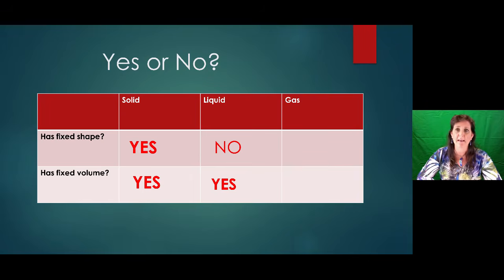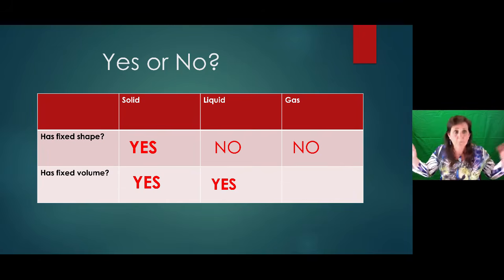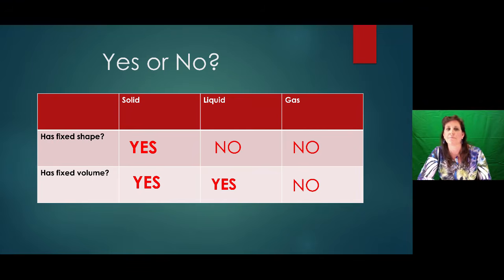What about a gas? Does a gas have a shape? No, it takes the shape of its container, like a balloon or the room. Does a gas have a fixed volume? No. Gases, again, can expand and compress, so they really don't have a fixed volume. So we can tell the three states of matter apart just by these two questions.